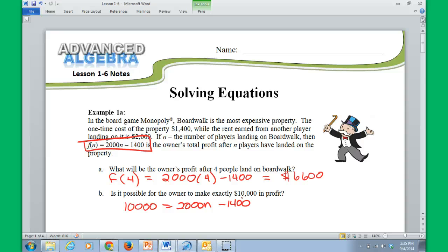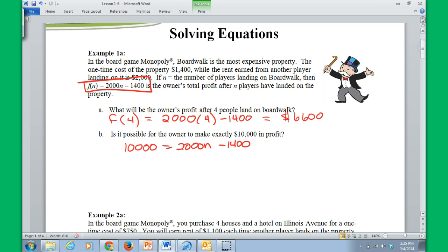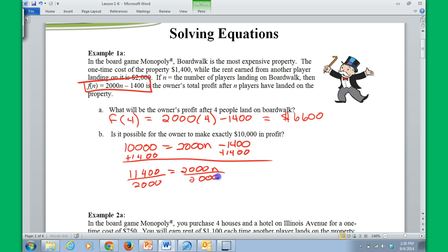So what do you think I should do to solve for n? Yeah, we're going to add 1,400 to both sides. Then I have 11,400 equals 2,000n. Now what? Divide it by 2,000. So that cancels out, and you should have an answer of n equals 5.7.